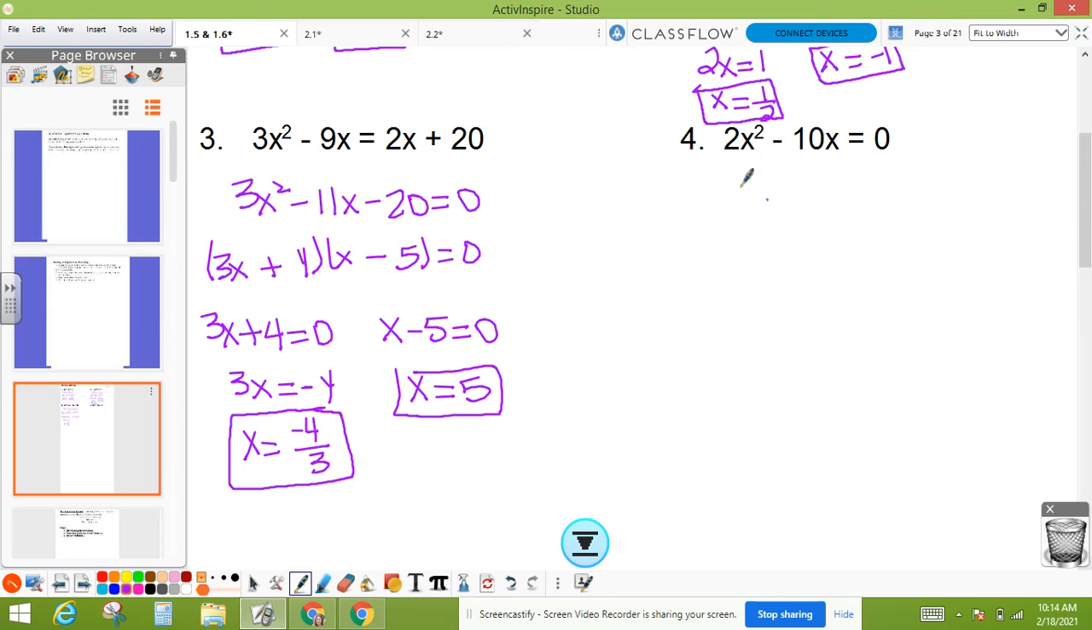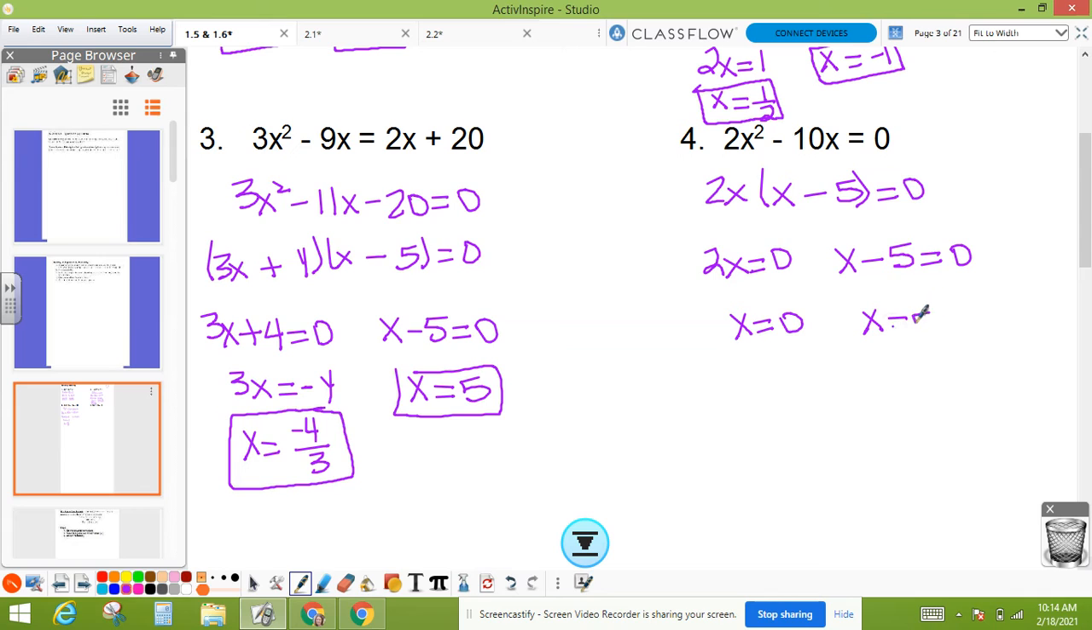All right, here there are two terms. Let's see, I can take out a 2x and have x minus 5 left. So 2x equals 0. x minus 5 equals 0. So here we divide by 2 and get an answer of 0. Here we add 5 and get an answer of 5. All right, so that is solved by factoring.